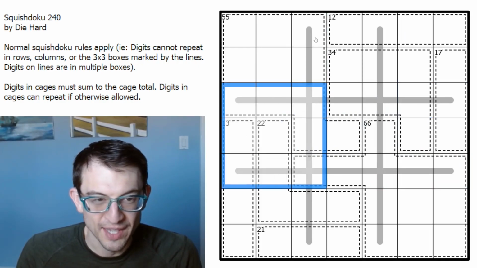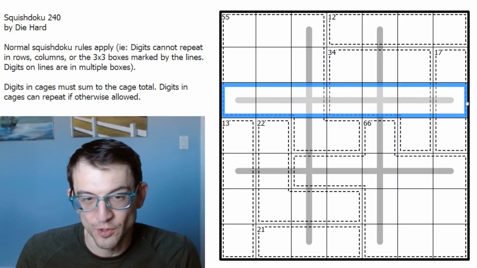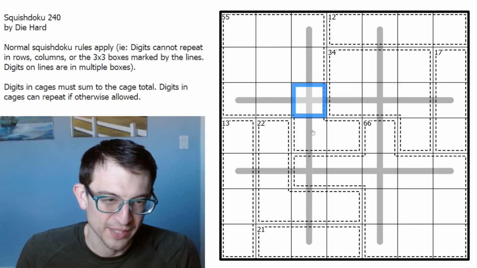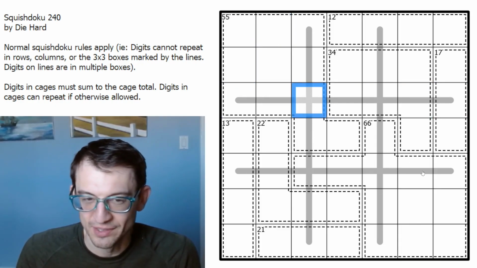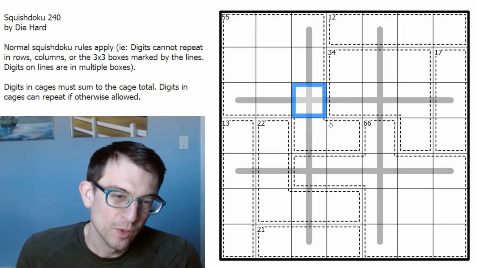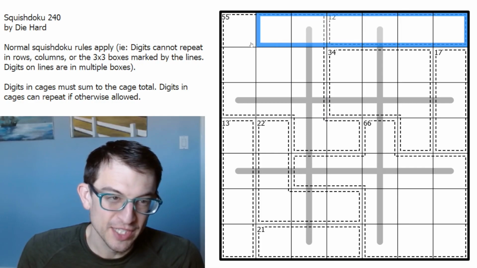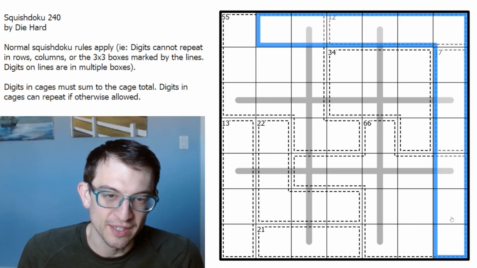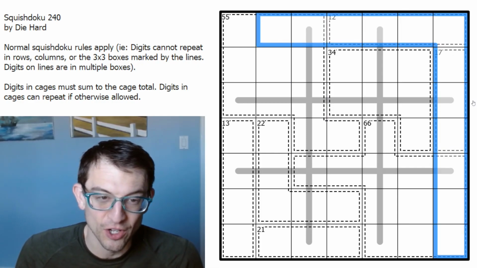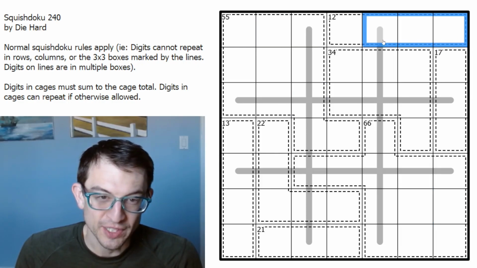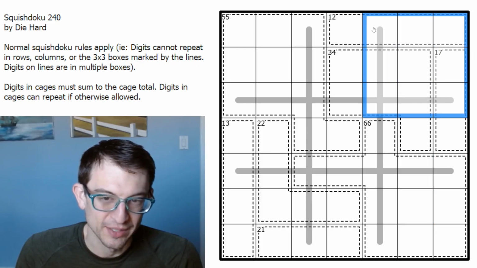These lines separate the boxes, but the lines go through the middle of the cells because the cells on the line appear in both boxes at once. And if you're in this cross, you actually appear in 4 boxes at once. So that's the basic framework. And so you'll see that in a row and a column, you can't have all the 9 digits. You only get 7 of them. But you still need all 9 in each 3x3 box.